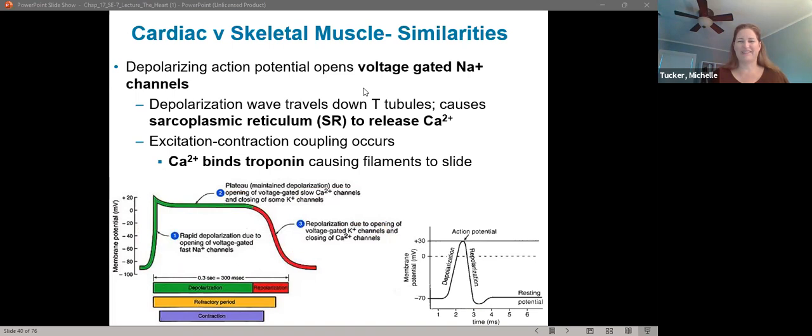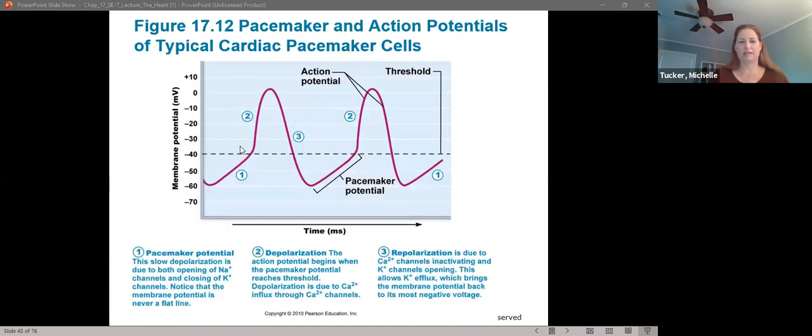As I mentioned, we have two populations of cardiac cells. Contractile cells, which have this pretty action potential with the long plateau, and then pacemaker cells. So this is an action potential of a pacemaker cell. The key feature of a pacemaker cell is this pacemaker potential.